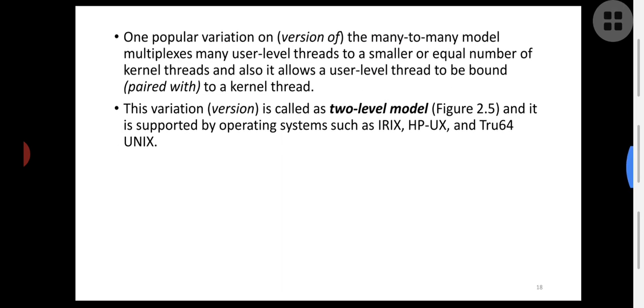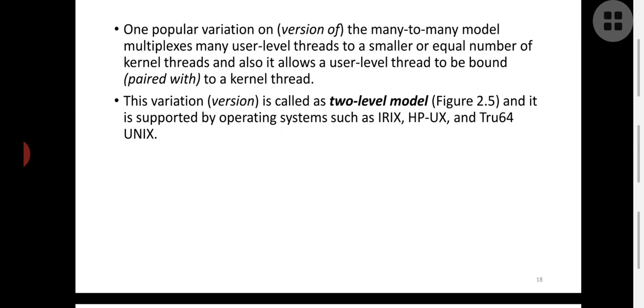So that is one popular variation of this many-to-many model, which maps or multiplexes many user-level threads to a smaller or equal number of kernel threads, and also allows a user-level thread to be bound or paired with a kernel thread. It means each user thread gets one corresponding kernel thread. This variation is called the two-level model, and it is supported by some operating systems like IRIX, HP-UX and the Tru64 Unix family of operating systems.